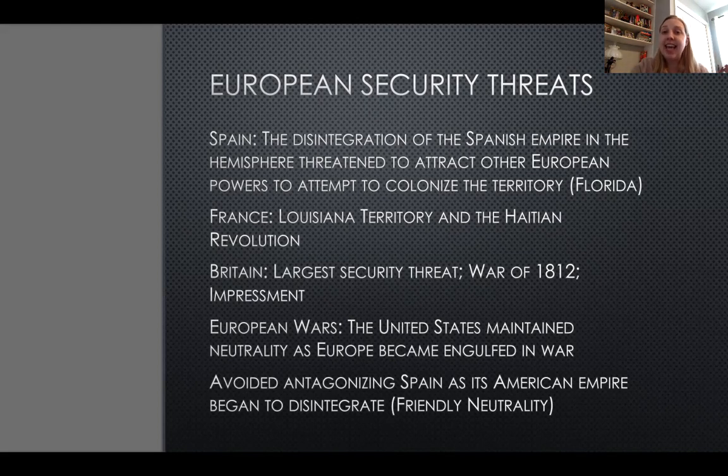But another problem that France presents for the United States is actually in the Western Hemisphere, and it is the Haitian Revolution. So the Haitian Revolution really impacts the way that the United States views security in the slave-owning South. The Haitian Revolution is the world's first successful slave revolt. Haiti becomes the first independent nation in Latin America, and Haiti becomes the first Black nation in the world.